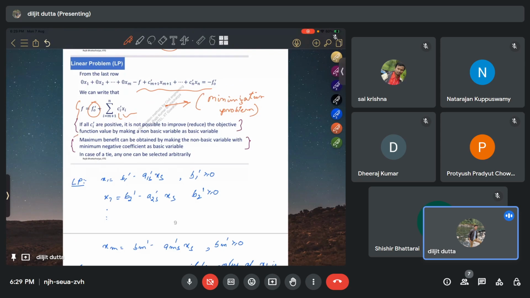So the maximum benefit can be obtained, as I told, by making the non-basic variable with the minimum negative coefficient the basic variable. And if there is a tie, any one variable can be selected arbitrarily.